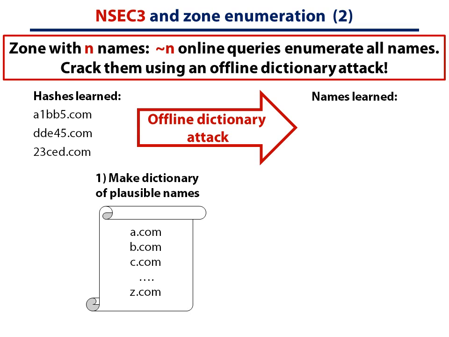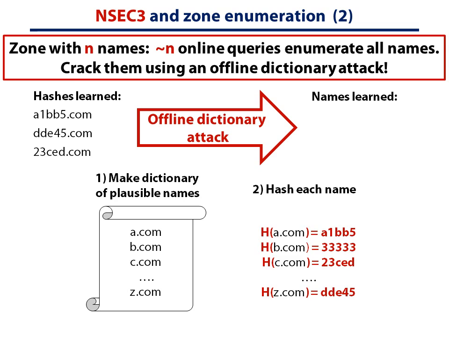So in an offline dictionary attack, the attacker starts with a dictionary of plausible names for the zone. So here's my plausible dictionary, which is a.com, b.com, and so on. Then he's going to take every name in his dictionary and compute the hash of that name. So now he has a bunch of hash values, as we can see here. And now what he's going to do is he's going to take the hash values that he's learned from his dictionary and see if any of them match the hash values that he learned from the queries he asked earlier.